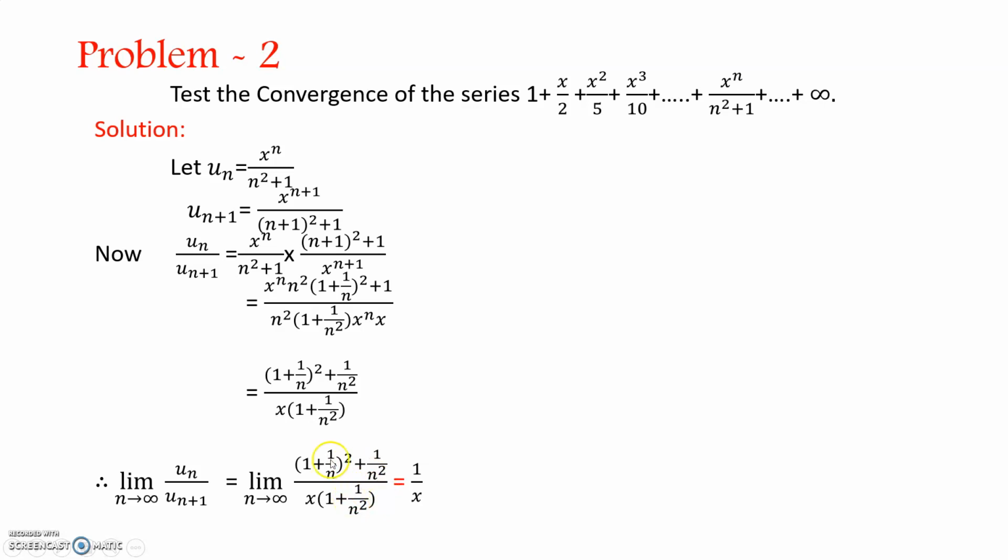So now apply the limit n tends to infinity. So 1 by infinity is 0, so 1 square is 1, plus 1 by infinity becomes 0, this term becomes 0. Here also 1 by infinity is 0, so 1 plus 0, 1 into x. So we get the value 1 by x.